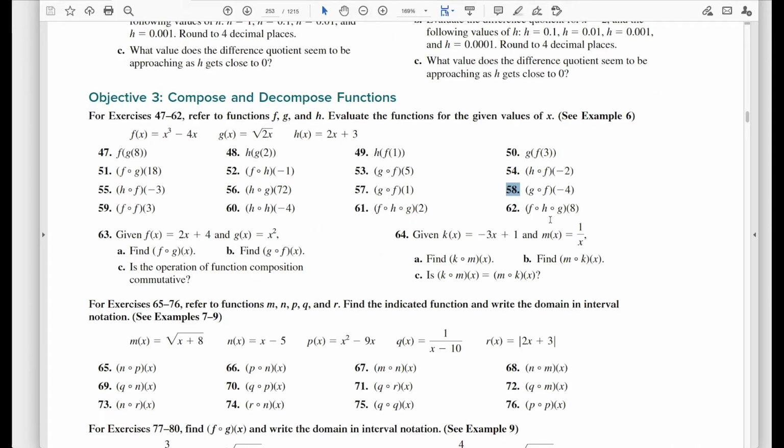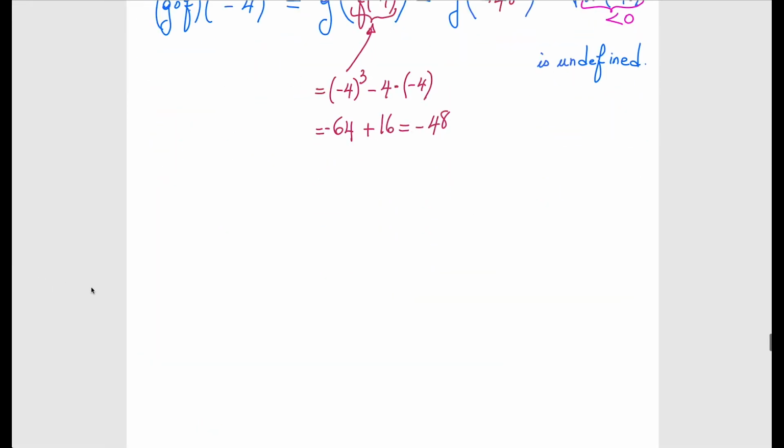Let's keep going. Look, this is for 62. You have composition of 3 functions, right? But the process of composing 3 is the same as composing 2 at a time. You can think about this as one function and then compose it with f. Actually, let's do it. So 62.